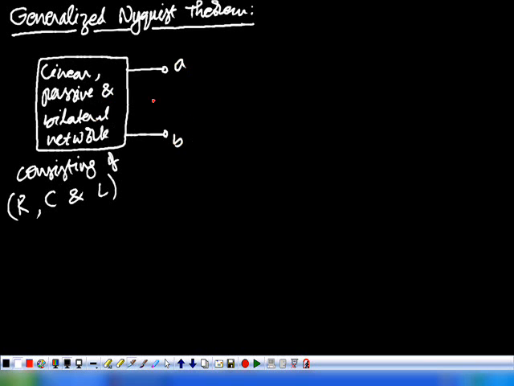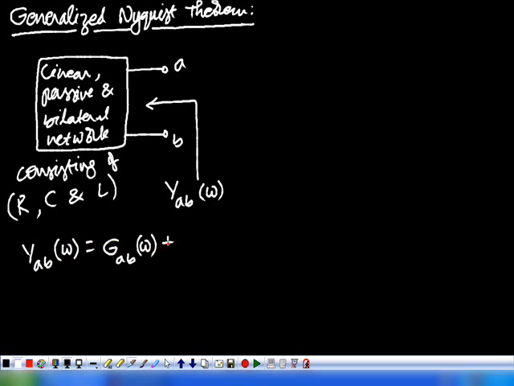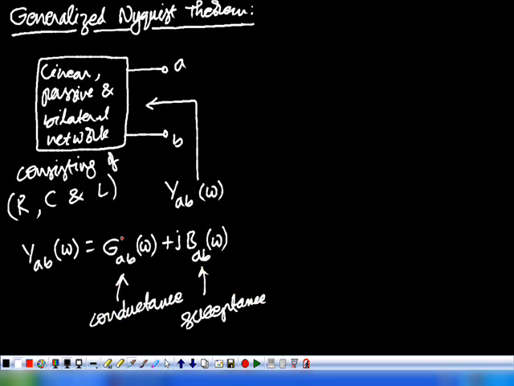These are the AB terminals. The equivalent admittance seen through these two terminals is YAB of omega. What is YAB of omega in terms of conductance and susceptance? GAB of omega plus j times BAB of omega. This is the conductance, and this is the susceptance. This is the reciprocal of resistance, and this is the reciprocal of reactance.